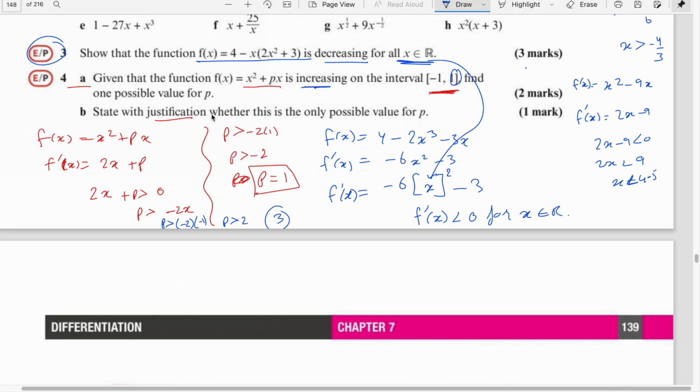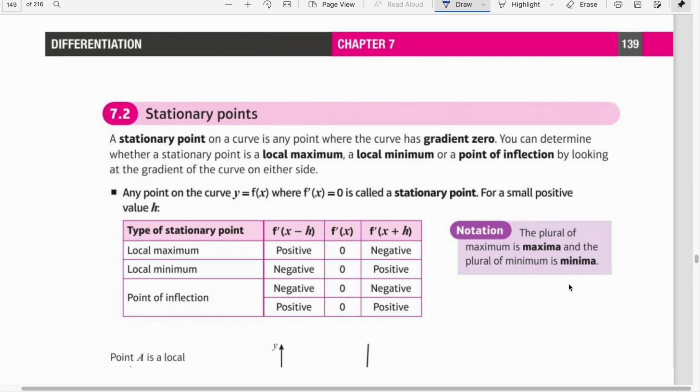So this is the incorrect justification. p can have different possible values. p is greater than 2, or p could be 1, and it can have different values.